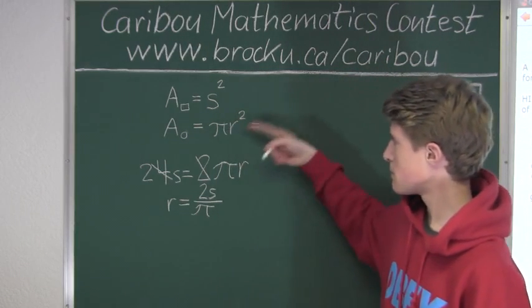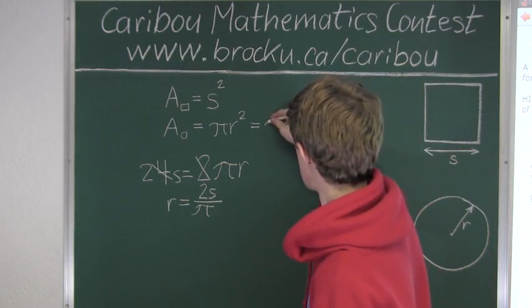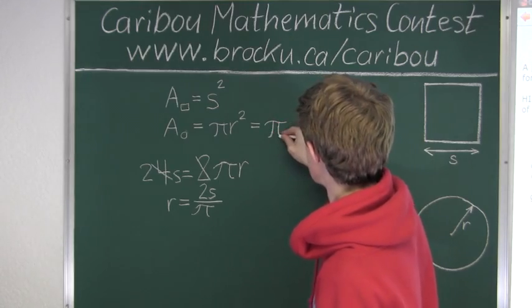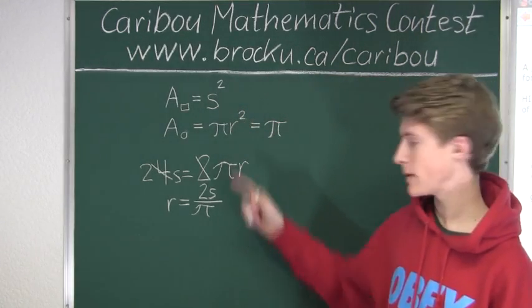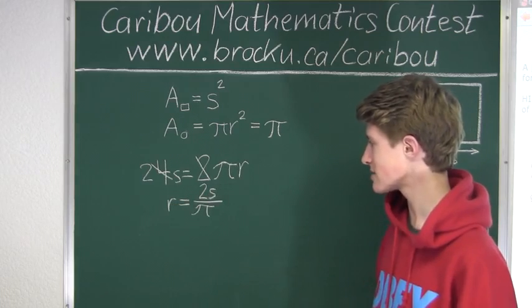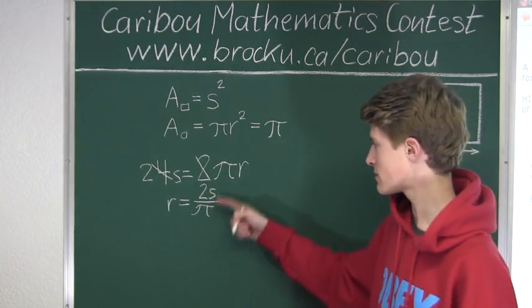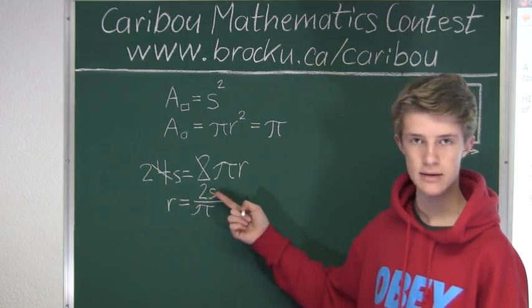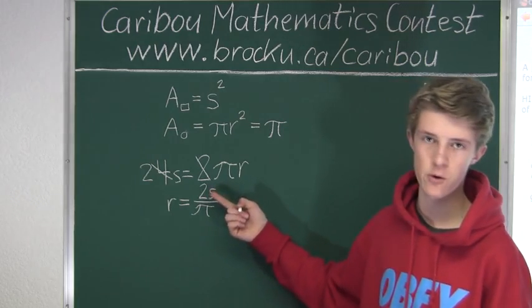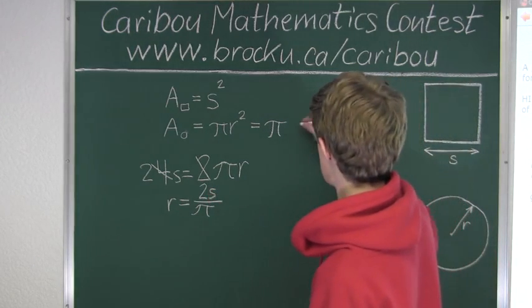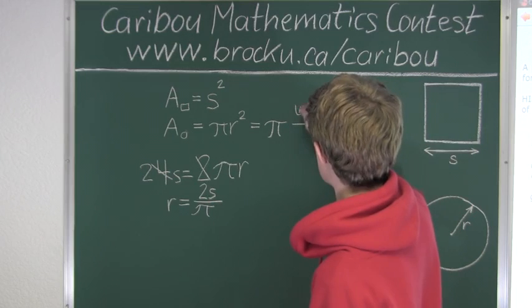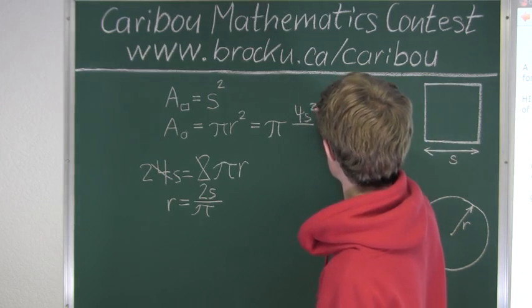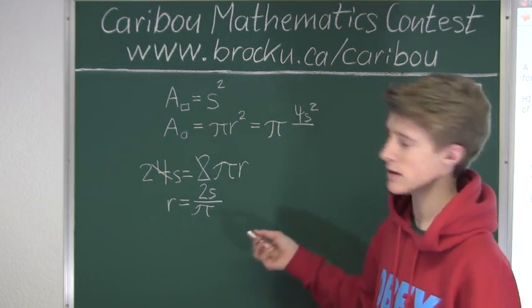Okay, so now that we have r, we can find out the area of the circle. So now, since we have pi, of course, and then we have r squared, and we know that r equals 2s divided by pi, we would have to square this. So 2s squared would be 4s squared. And then pi squared is pi squared.